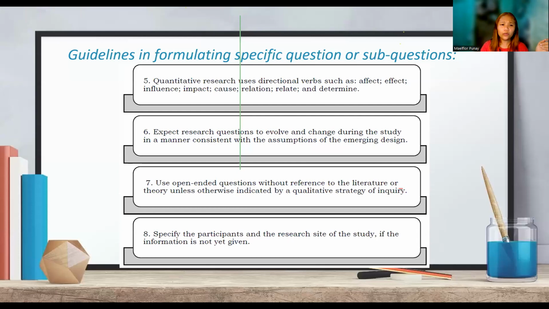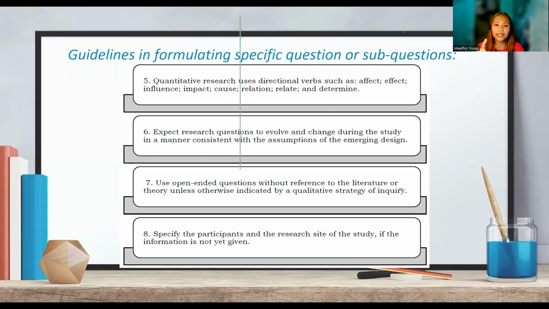And then, use open-ended questions without reference to the literature or theory unless otherwise indicated by a qualitative strategy of inquiry. So you may use open-ended questions if it's qualitative. But when we talk about quantitative, we are dealing with data. When we talk about quantitative, it's quantifiable. So there must be data that can be used with research statistics.